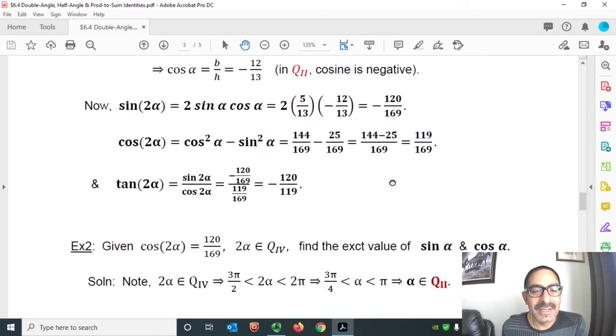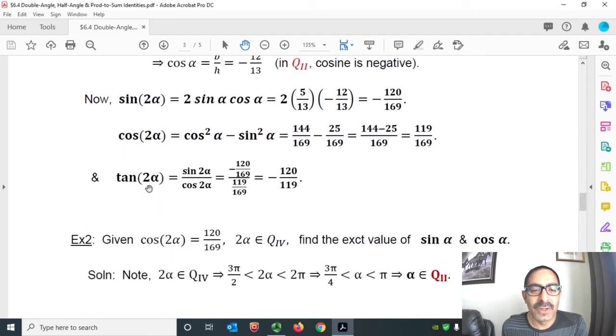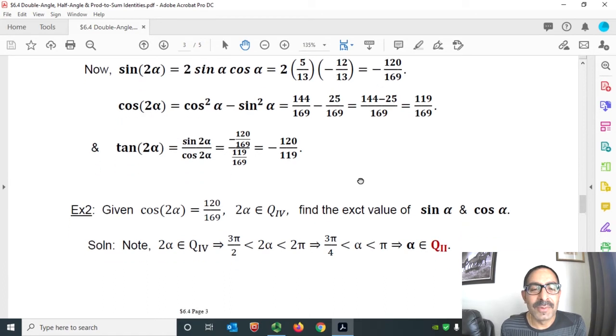Now similarly, let's find the value of tangent of 2 alpha. We know tangent of 2 alpha is sine of 2 alpha over cosine of 2 alpha. We found the value of sine 2 alpha here, and cosine 2 alpha we found here. So let's divide the first result by the second result. The denominators cancel out, so we have negative 120 over 119. That's the final answer for tangent of 2 alpha. I hope this computation makes sense to you all. Great. Now let's move on.